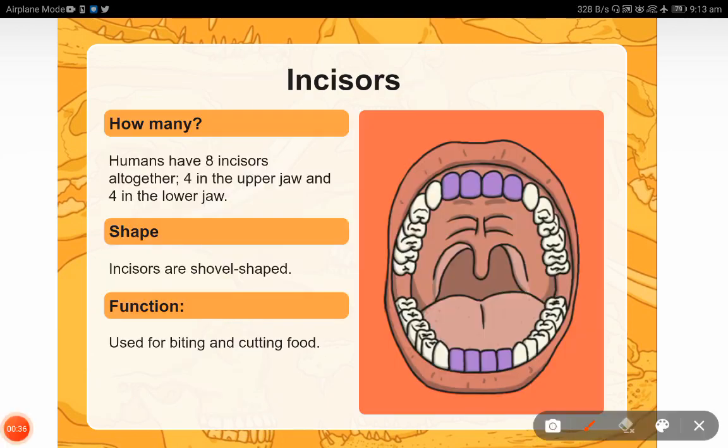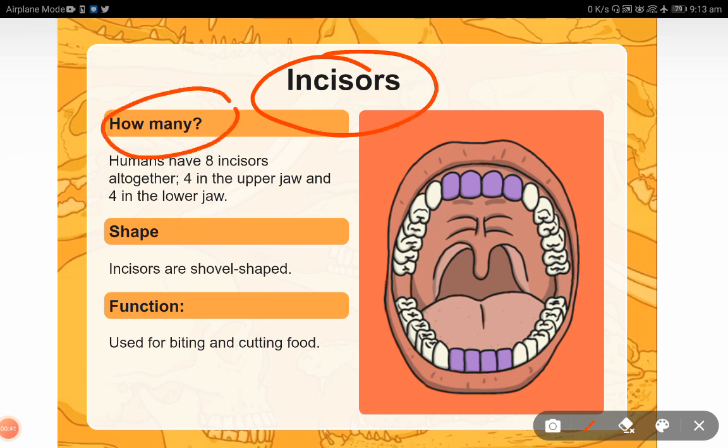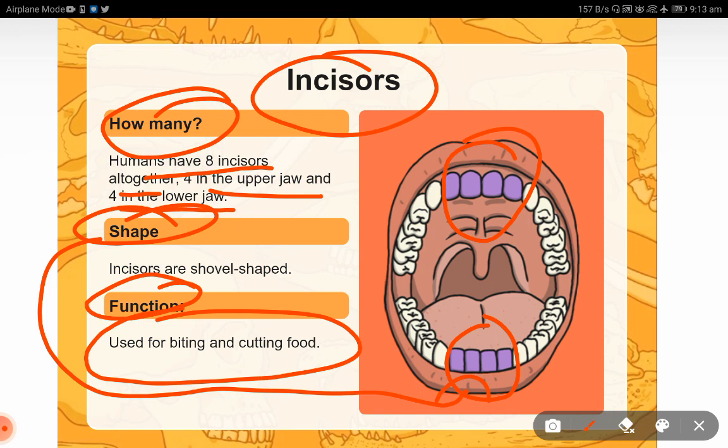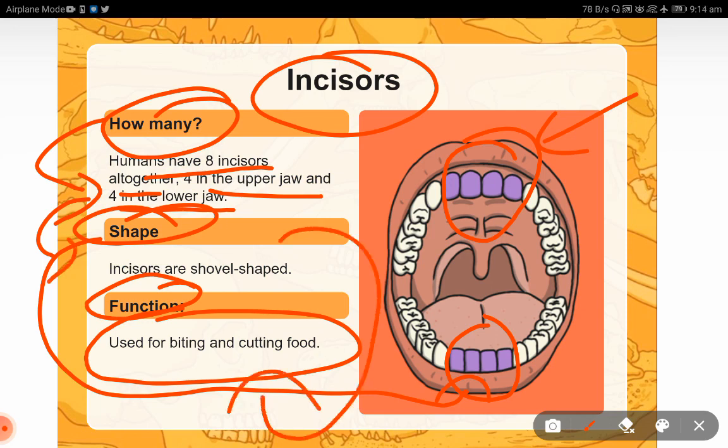So first we'll be talking about incisors. How many incisors do we have? Humans have 8 incisors altogether, 4 in the upper jaw and 4 in the lower jaw. So what's the shape of the incisors? Incisors are shovel shaped, and their function is that they are used for biting and cutting food. When you bite an apple, you use these incisors. So we have 8 incisors. They are shovel shaped and they are used for biting and cutting food.